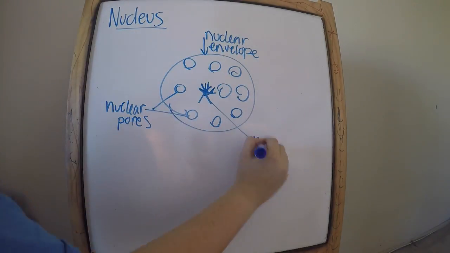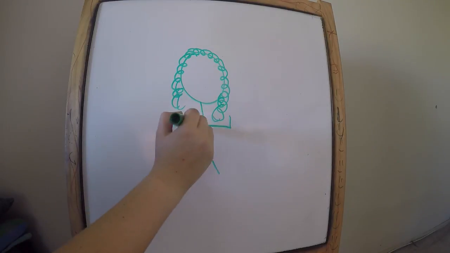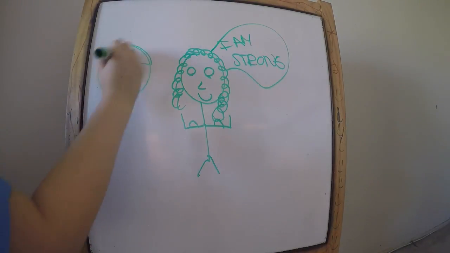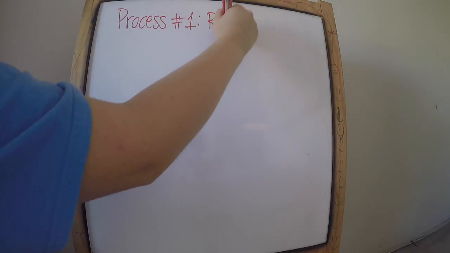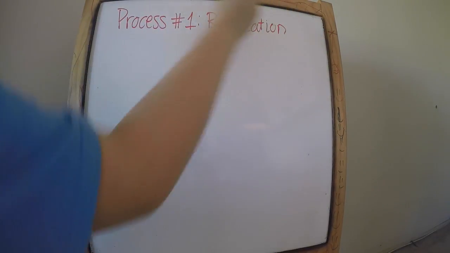And where is the DNA located? It's in the cell's nucleus. And what does DNA do for us? The purpose? It is used for organisms to survive. There are two types of processes I'm going to discuss.